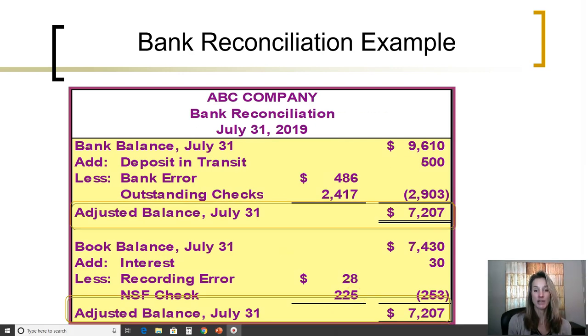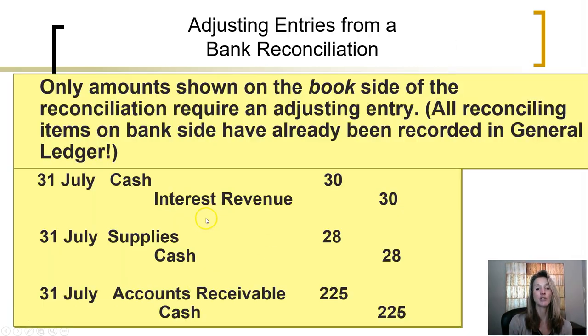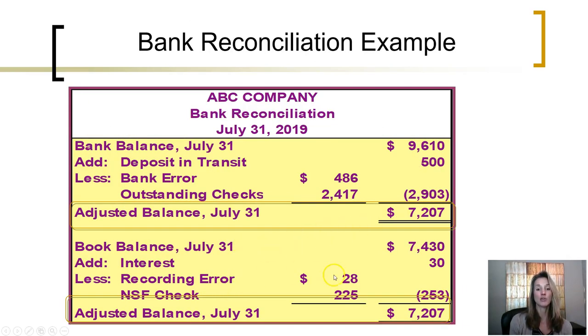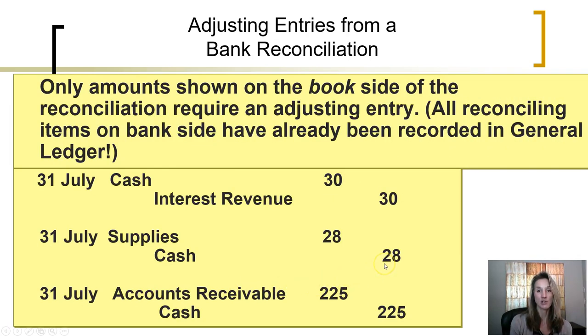So now to prepare the journal entries, we know we need to increase cash $30 for interest earned. Interest earned is a revenue, so we're going to credit interest revenue in that entry. Debit cash, credit interest revenue. For the $28 decrease to cash, that was due to a recording error. When we purchased supplies, we didn't decrease cash enough, and we didn't record enough of supplies purchased. So our journal entry will be a decrease to cash of $28 and an increase to supplies, and that corrects the recording error in the general ledger.